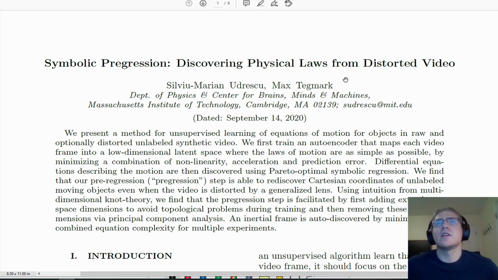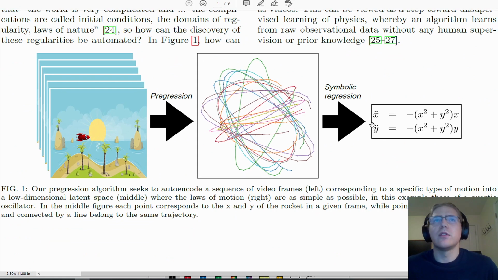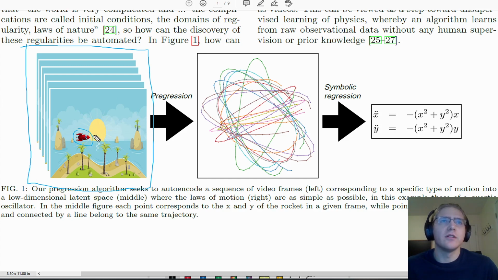So in this case, the data they're looking at is video of a system, and they want to determine the physical laws that govern an object that is moving around in this video. So again, it's going to be synthetic data. So they're going to generate these videos here, where you have this little rocket that is moving around in different ways according to different laws of motion. And in this case, it's going to be this oscillator here.